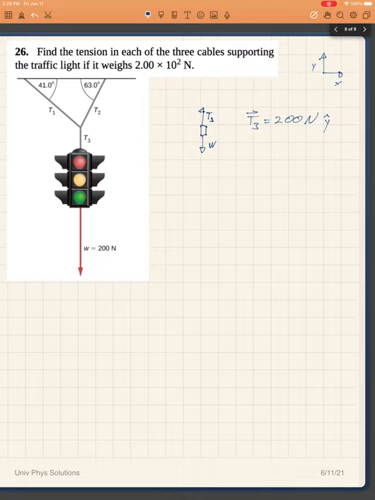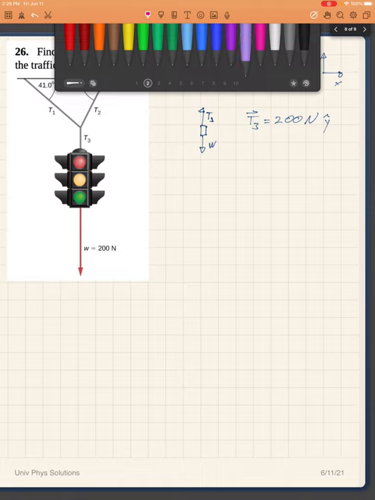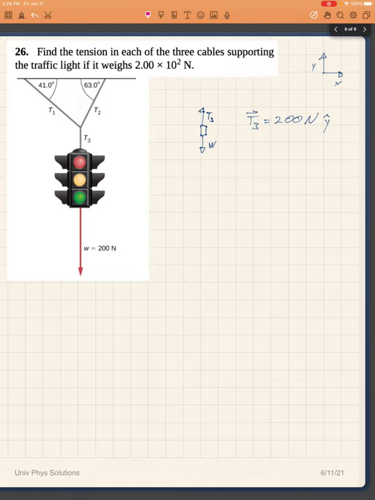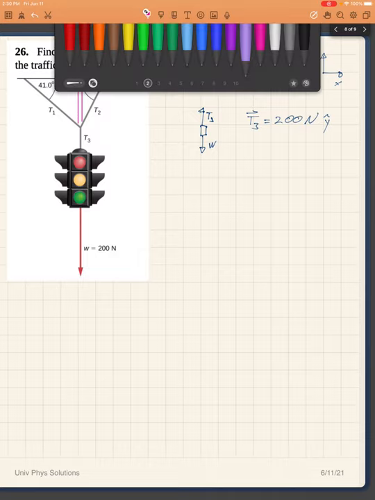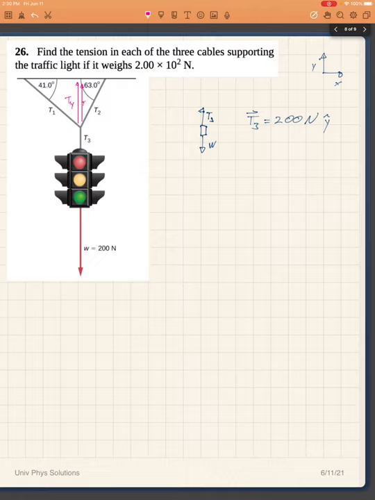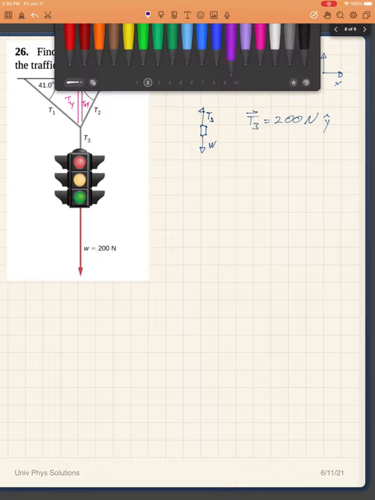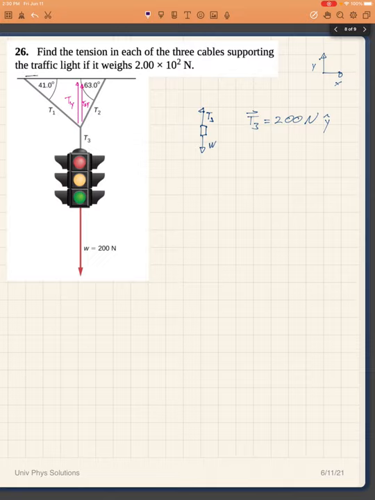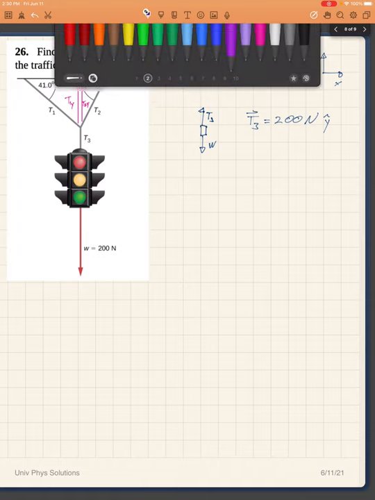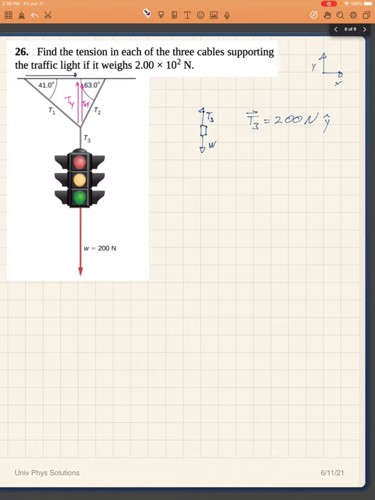For the other two tensions, we have to do some geometry first. We would first note the y-components of tension 1. So that would be something like that. That would be T1 in the y direction. And something like this would be T2 in the y direction. Now in the x direction, I'll have T1x and in the negative x direction, I'll have T2x.